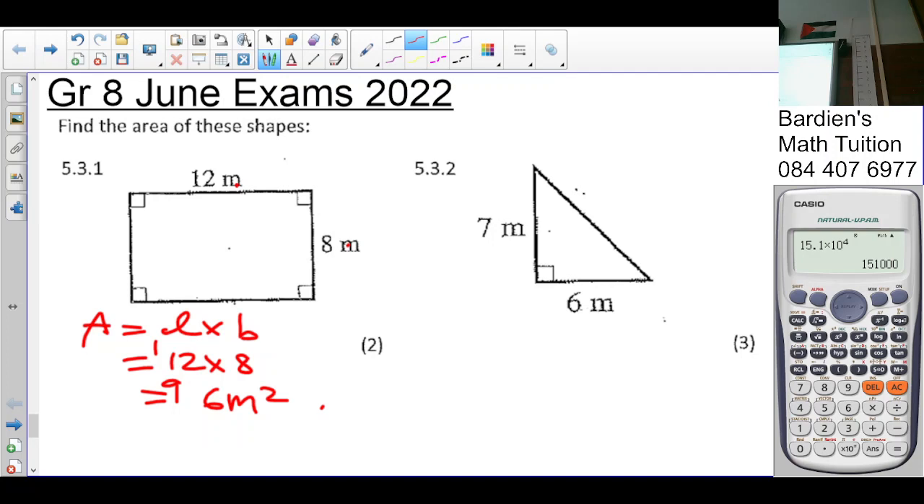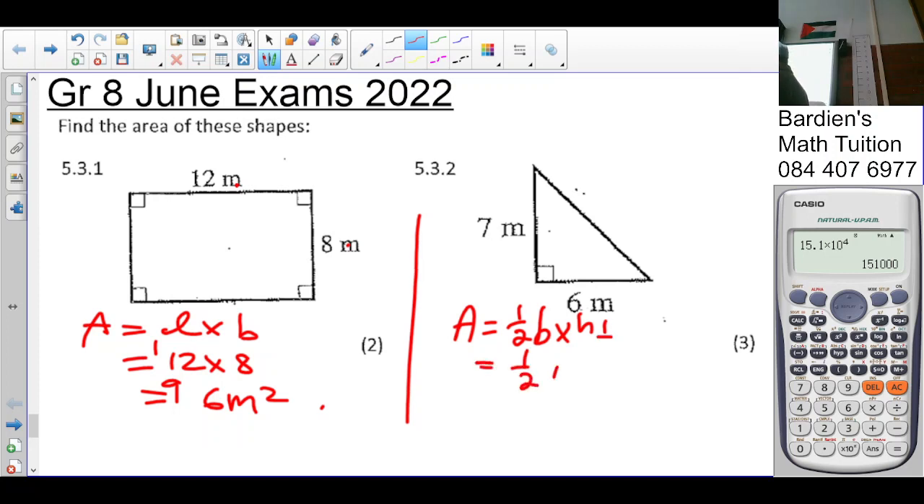The next one is a triangle. So area of a triangle is half base times perpendicular height. So it's a half times 6, the base, times my perpendicular height, which is 7. Half times 6 is 3. 3 times 7 is 21 meters squared.